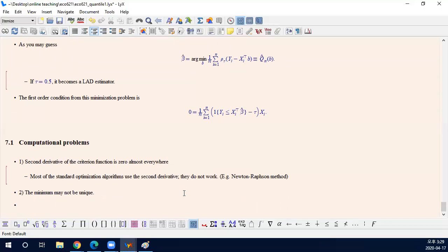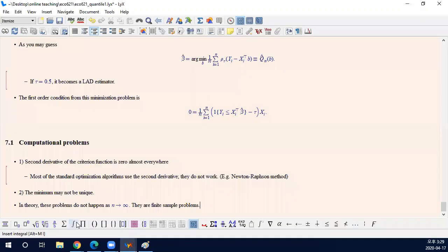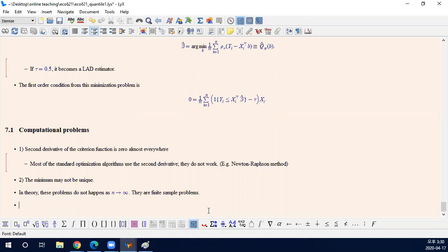By the way, why is it a computational problem? In theory, these problems do not happen as n goes to infinity. They are finite sample problems. So this is a big difference. In the picture, it's clear that as n increases, the linear segments will get smaller, and in the end everything will be smooth enough, twice differentiable, and the minimum will be one point. But that happens only in the limit, and in your data n does not converge to infinity. So that is a problem.